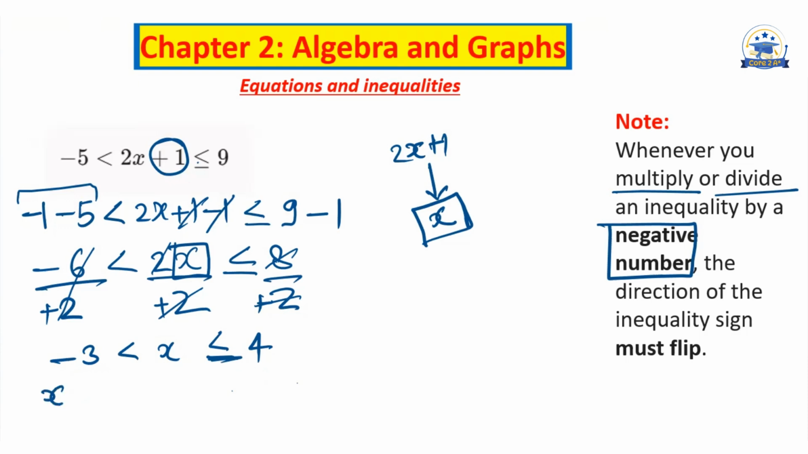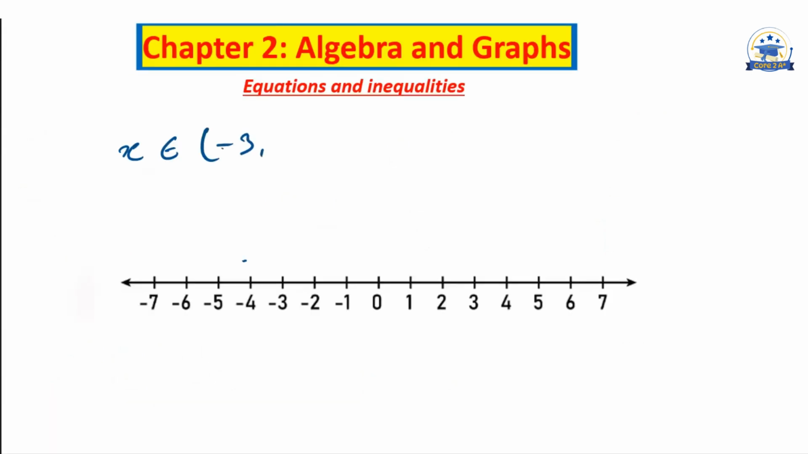So here the value of x is greater than negative 3. Greater than negative 3 means negative 2, negative 1, 0, 1, 2, 3, 4. Why did I include 4? Because of this equal sign. Why didn't I include negative 3? Because x is greater than negative 3, not greater than or equal. Okay. Negative 3, I think, comma, right?